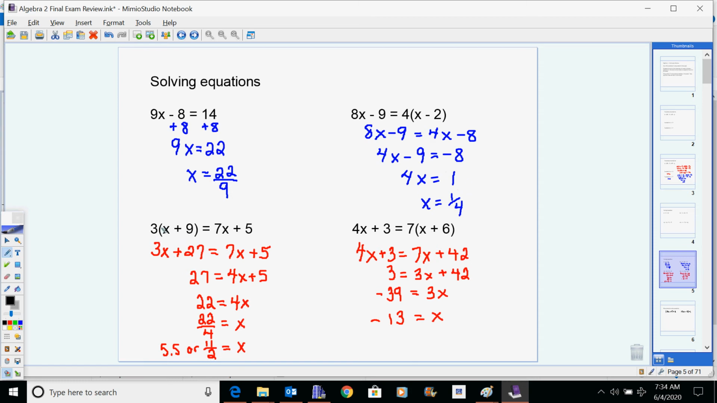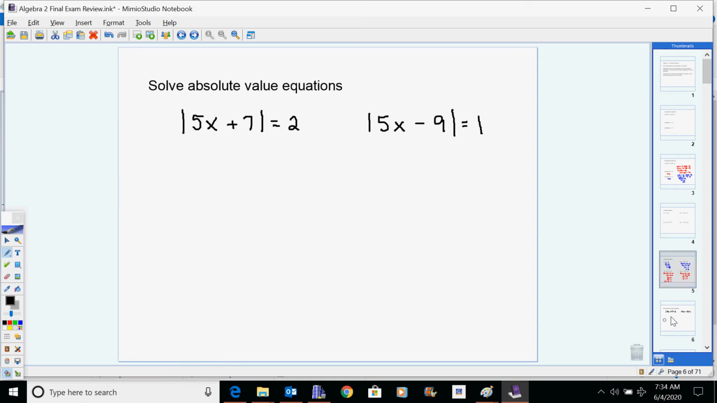Here, the thing that you have to do, don't forget, distribute first, then bring everything to one side by subtracting the 3x, then we subtract the 5 from both sides, then divide by 4 and simplify. Don't forget to reduce your fractions, important. Then over here, once again, distribute. I've subtracted the 4x from both sides. I've subtracted the 42 from both sides. Divide by 3, get negative 13. And so same thing to both sides, as you know.